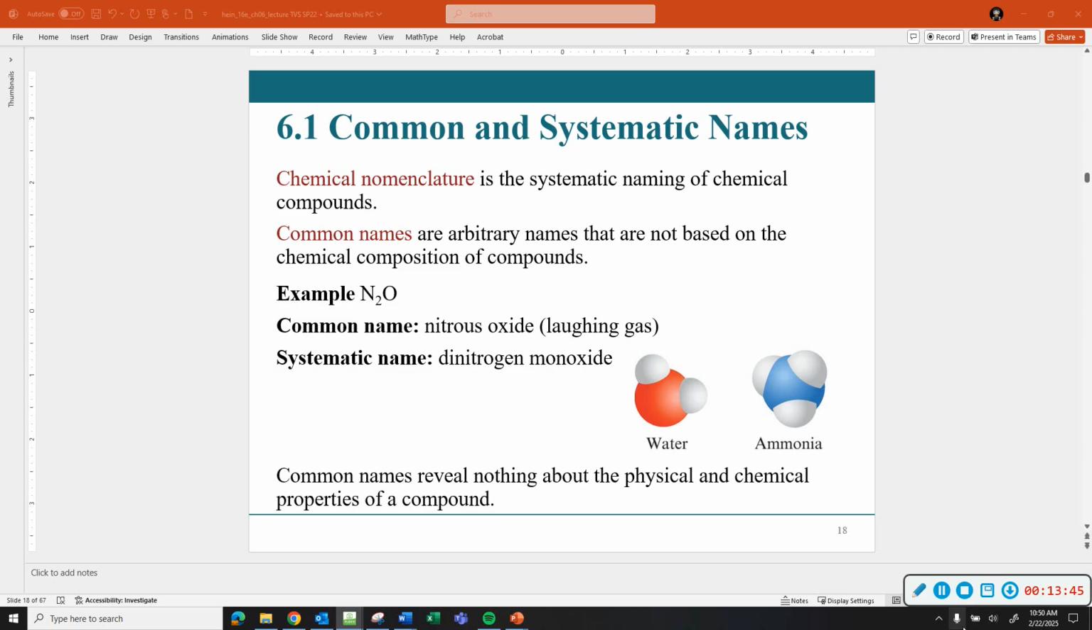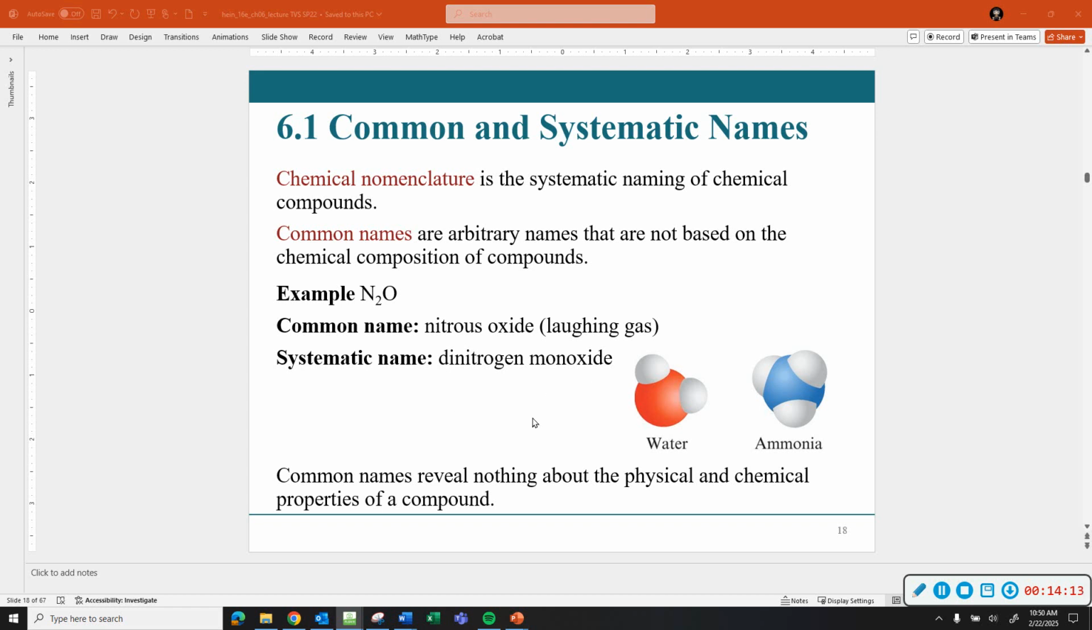Okay. Common names can be arbitrary. They can be like laughing gas, all right? That's nitrous oxide. We want to not deal with common names. We want to deal with the inorganic chemical name, okay? So the systematic name for nitrous oxide, laughing gas, is dinitrogen monoxide. That's what you want to learn.